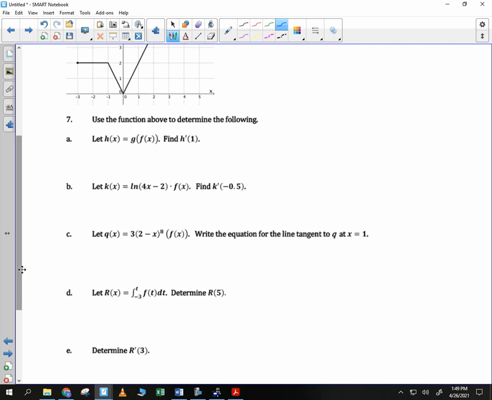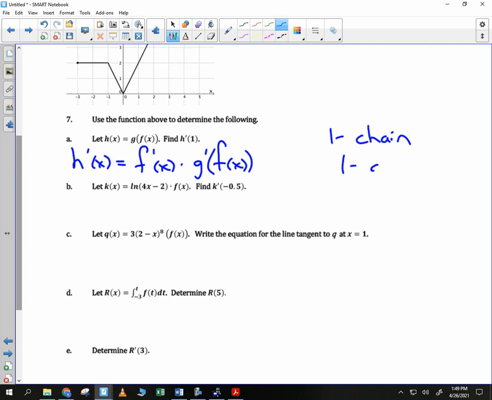Number 7, find h prime of 1. You should have written down h prime of x is equal to f prime of x times g prime of f of x. So that's the chain rule. So 1 point for using the chain rule. If I could see in your work that you use the chain rule at some point, and it's correct, then I give you a point there. And then 1 for the answer. And the answer actually comes out to be 1.